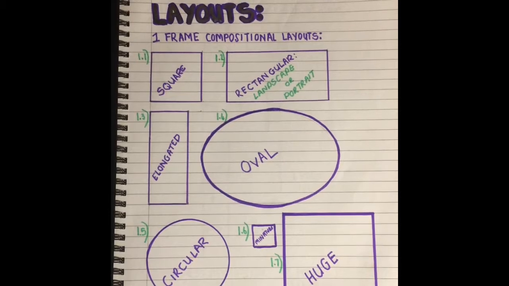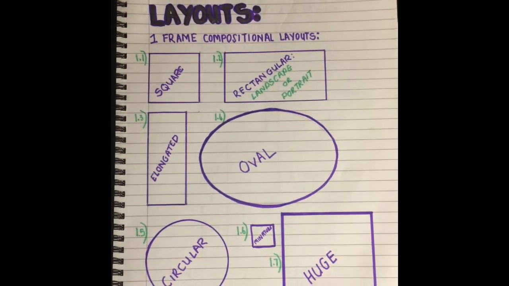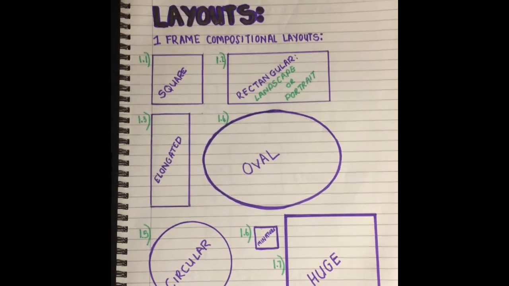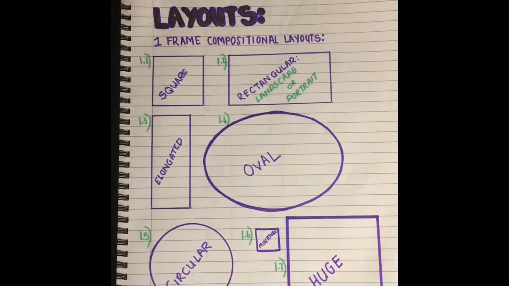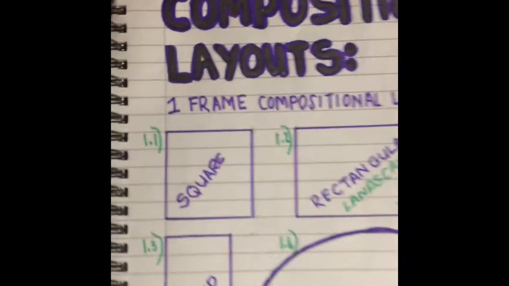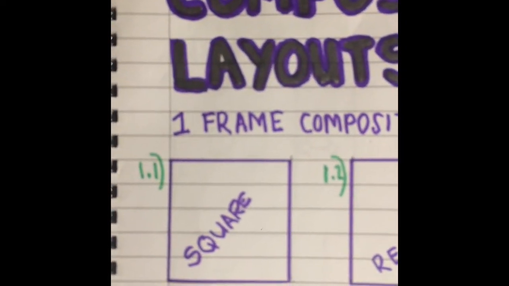Hi there. So like I've stated in my previous video, I'm going to be talking about compositional layouts. The first compositional layout I want to talk about is the one-frame compositional layouts. The first one you get is a square.